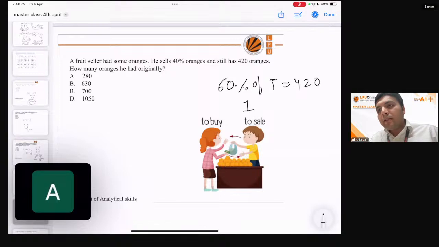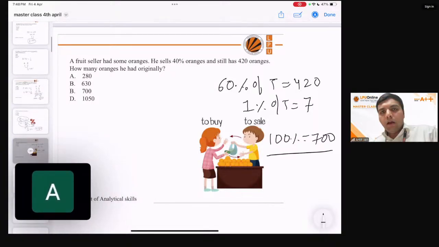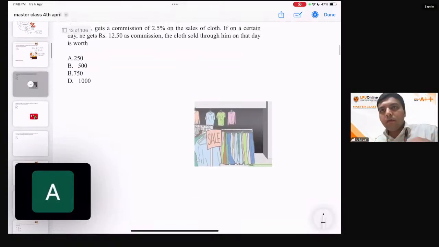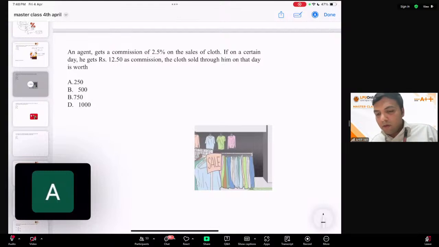So 1% of total is 7. 420 by 60 is 7. So 1% is 7. So 100% is 700. Means the total oranges are 700. Okay, very good. Okay, now move to the next question. Again, oral question. Do not use pen.